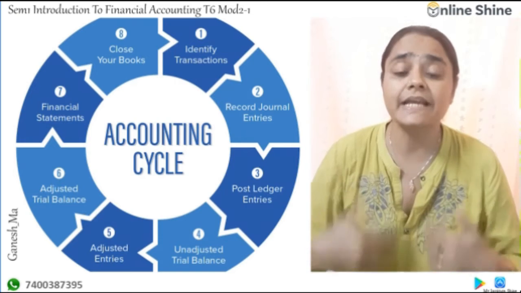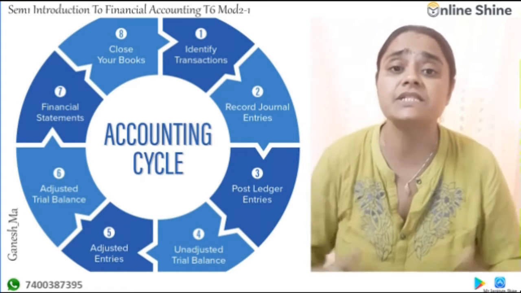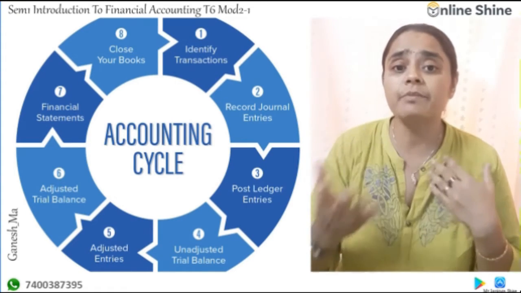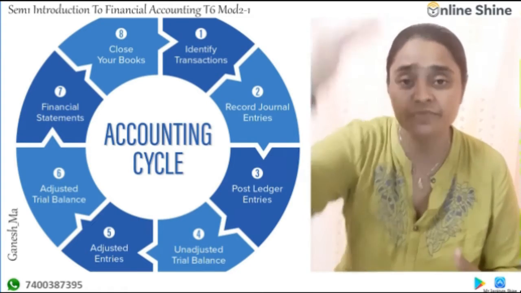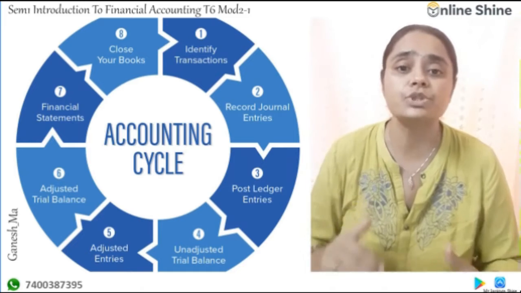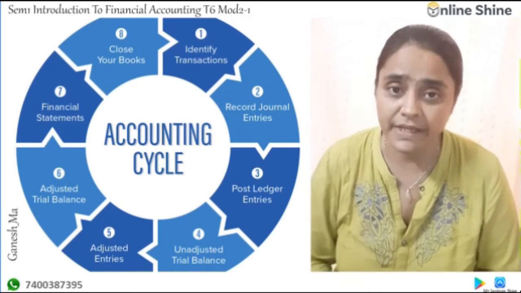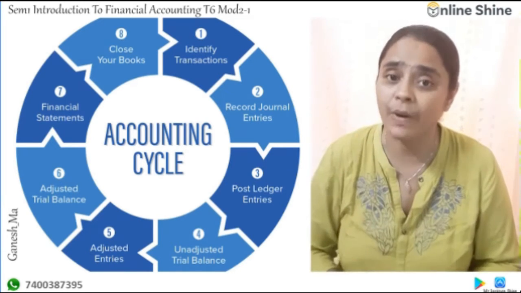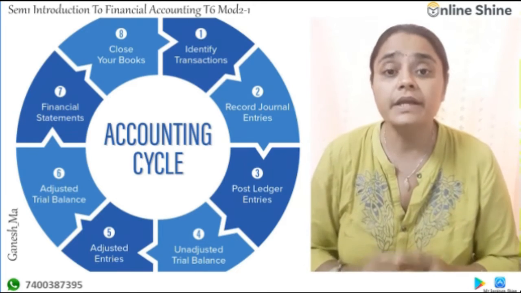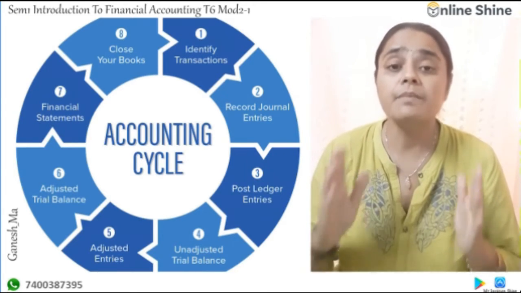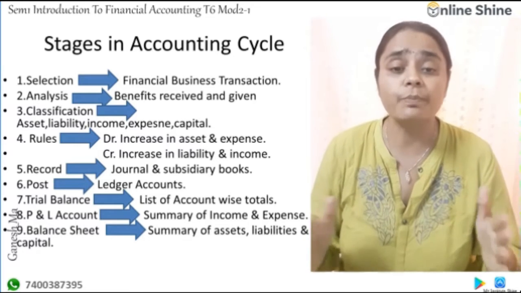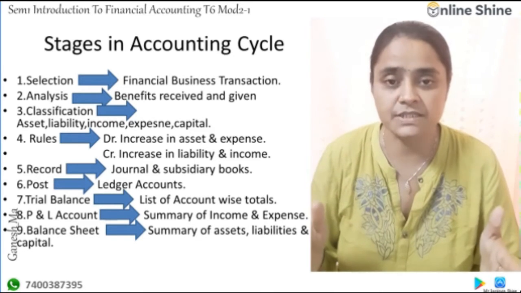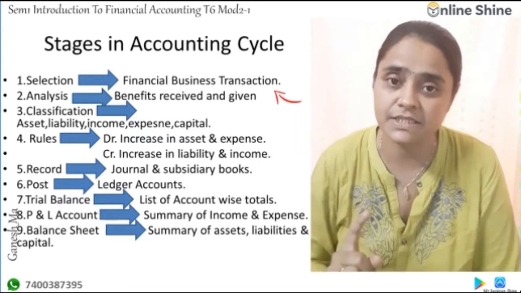Now, the accounting cycle involves 9 stages. When I say I am going to prepare a balance sheet, before the balance sheet there are 8 stages which I have to cover, and then only can I reach the balance sheet stage. Stage number 1 in your accounting cycle is selection. Here you have to select the business transaction; for recording, your transaction should be a financial business transaction.